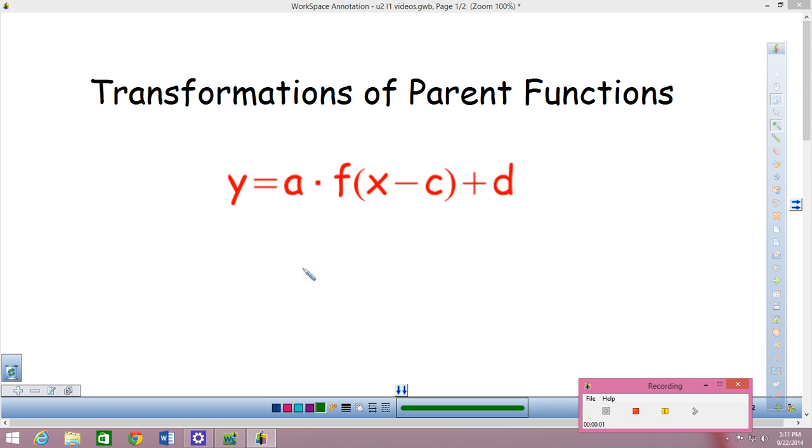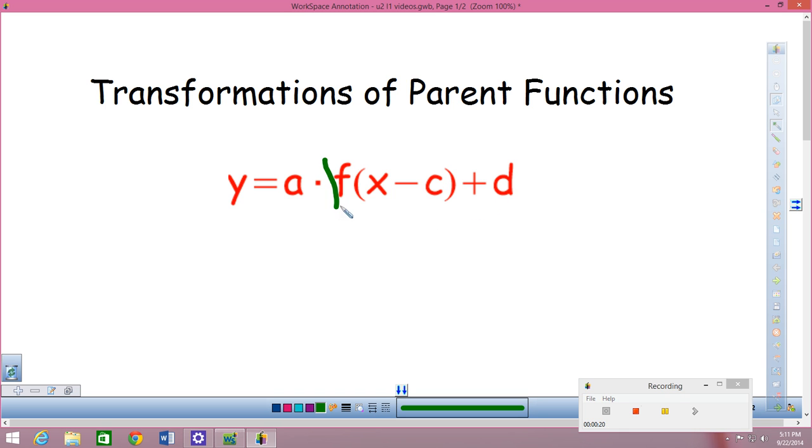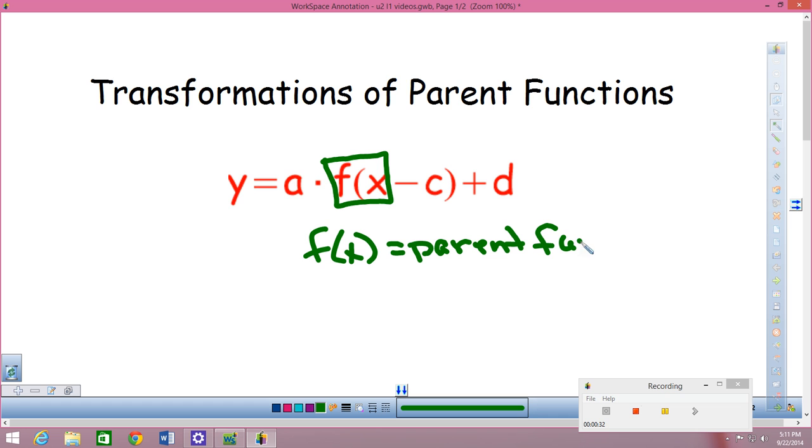The first part of this next unit deals with transforming parent functions. Right here is the general format for those transformations. One of the things that you need to have an understanding of in this format is that this part right here represents the parent function. So f of x equals the parent function. F is not going to be a number that you are going to multiply by. It is simply a representation.